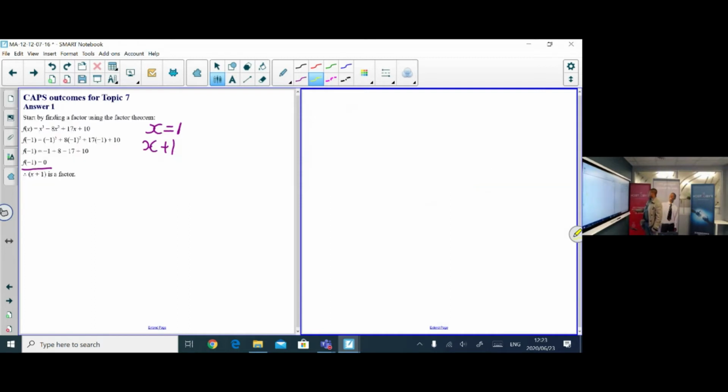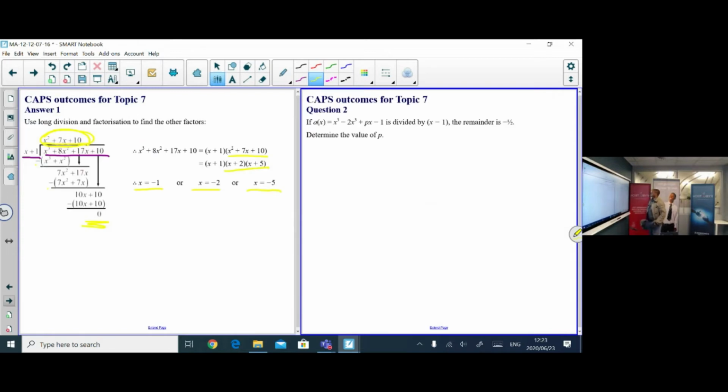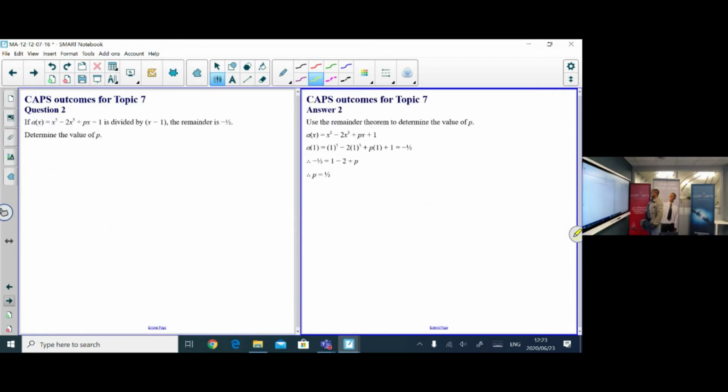All right, very interesting. There is another example that I put out for you: if a(x) equals x to the exponent 5 minus 2x cubed plus px minus 1, and it's divided by x minus 1, the remainder is negative half. Find the value of p.